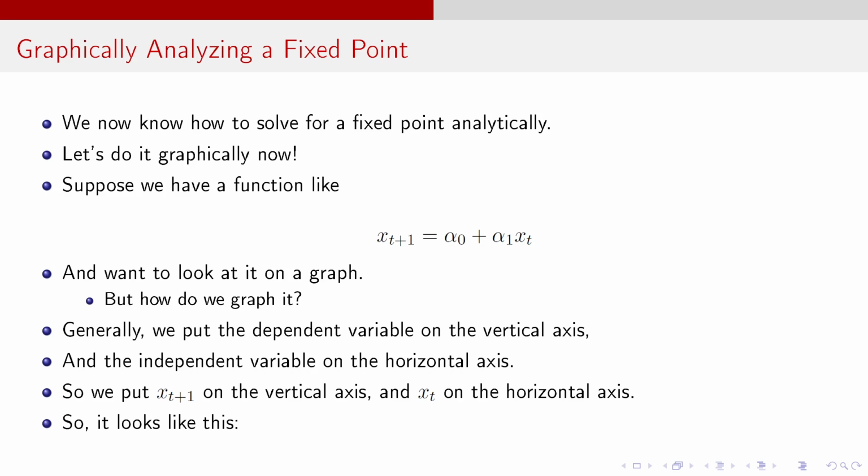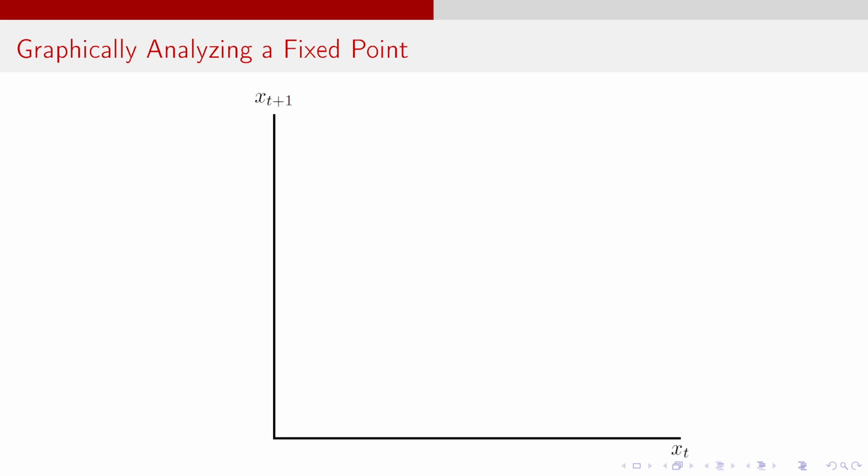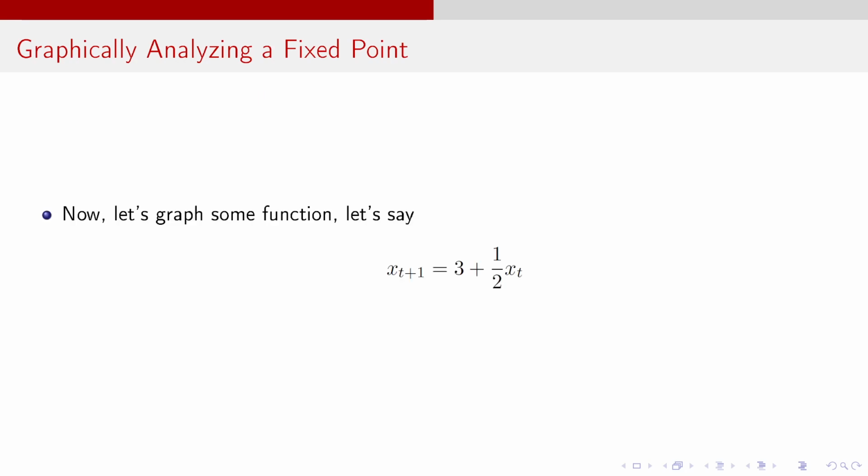But now we want to look at this in a graph. How do we graph this? Generally, what you want to do is put the dependent variable, the left-hand side variable, on the vertical axis, and the independent variable, the right-hand side variable, on the horizontal axis. So we're going to put xt plus 1 on the vertical axis and xt on the horizontal axis. So it's going to look something like this, right? Regular graph. Nothing too fancy about this.